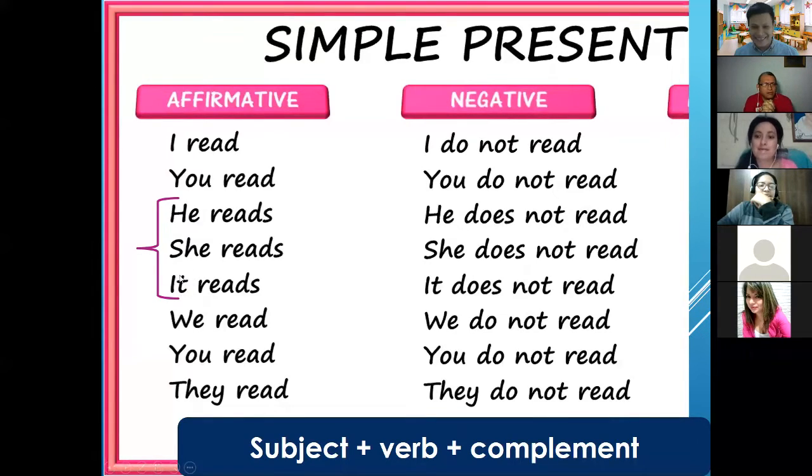Ok, este it es exclusivo en singular. Por ejemplo, si estamos hablando del dog, vamos a decir, instead of dog, it. Very good. Y tenemos varios perritos. If we have a lot of dogs, we're going to use they. Right? Teacher, I have a question. Tell me.